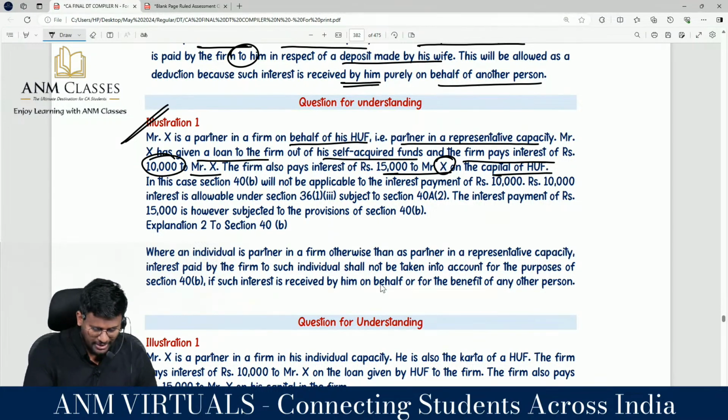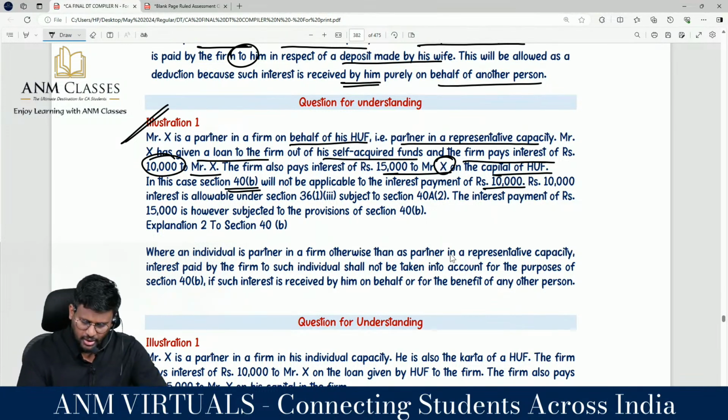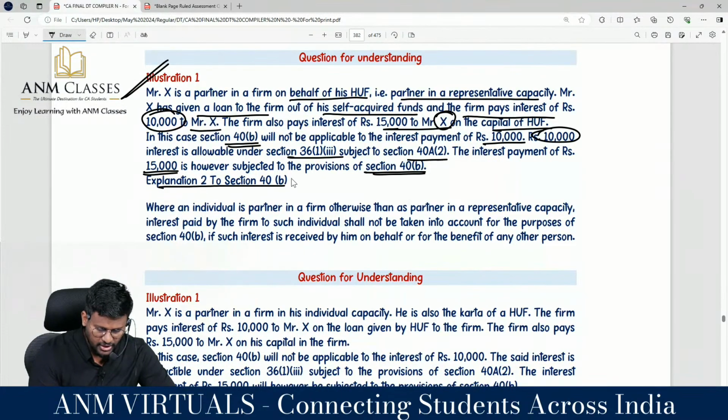So, in this case, 40B will not be applicable to the interest payment of 10,000 because that interest has been paid in individual capacity, not in representation capacity. 10,000 interest is allowable under 36 subsection 1 clause 3 subject to 40A subsection 2, that is related party transaction. The interest payment of 15,000 is subject to the provisions of 40B. Explanation 2 to section 40B.